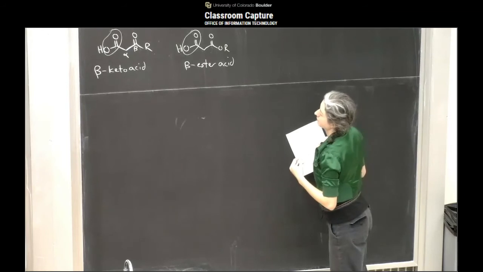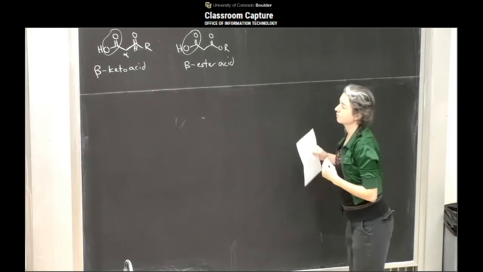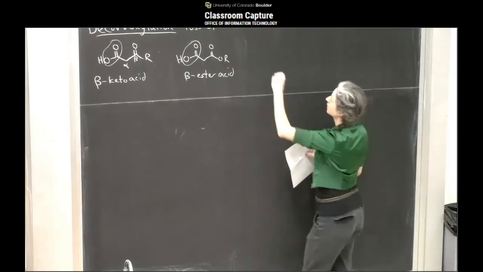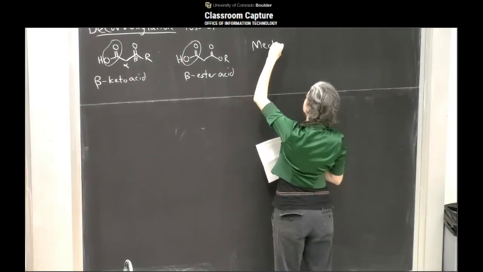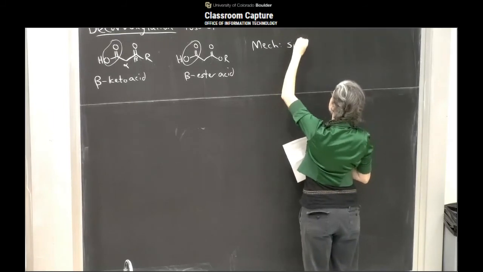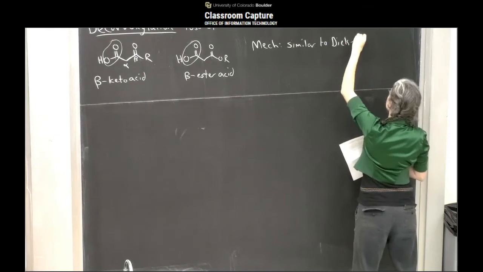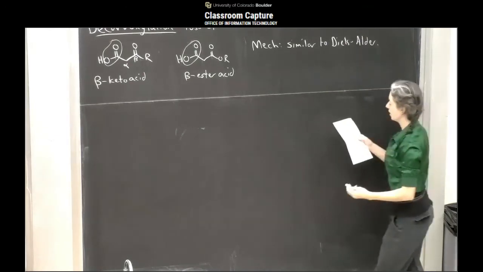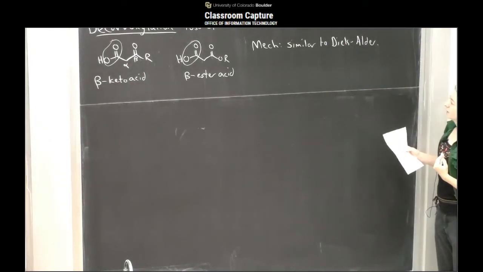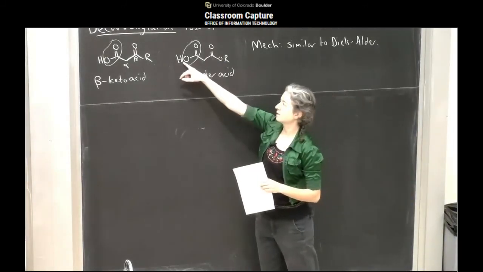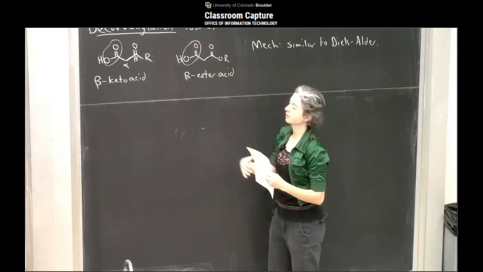Okay. So the mechanism for this one, it really helps to keep it straight if you think of it as being kind of like Diels-Alder. You want to start by setting this up so that the OH group of the acid is actually hydrogen bonding onto the other carbonyl.